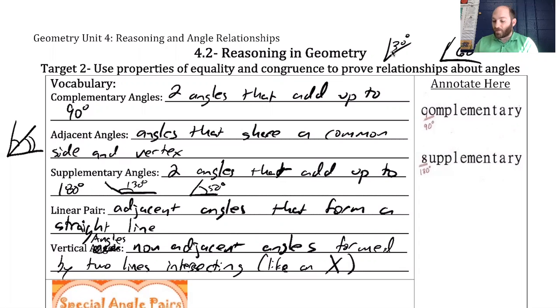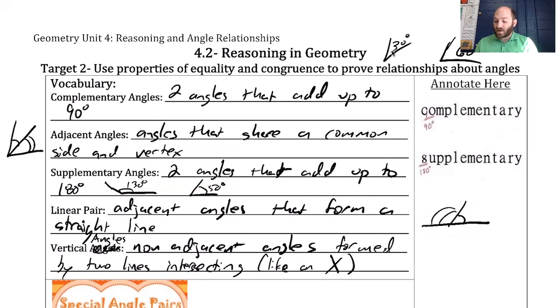So the next one is a linear pair. These are adjacent angles that form a straight line. So these are very specific. Sorry, they are adjacent angles that form a straight line. Okay, so that's the scenario here. Now, if you notice, this looks a little bit similar to the previous idea, and there is a relation there. But a linear pair has to be attached to each other. Supplementary angles do not need to be attached to each other. Something to be aware of.